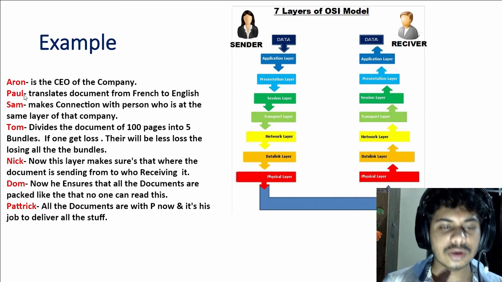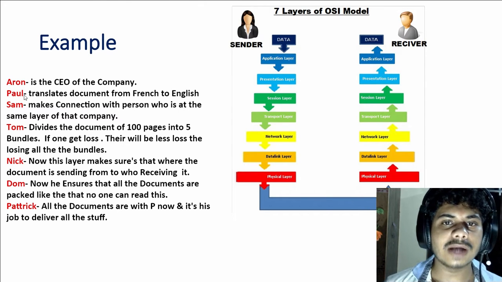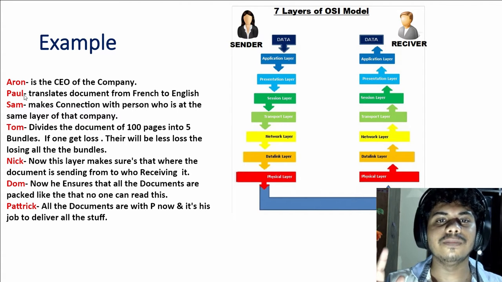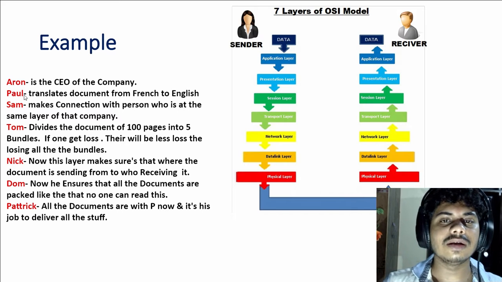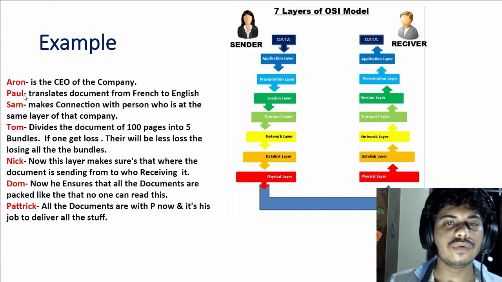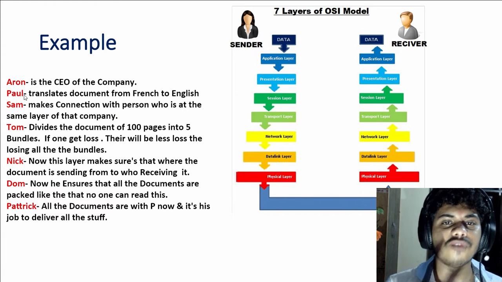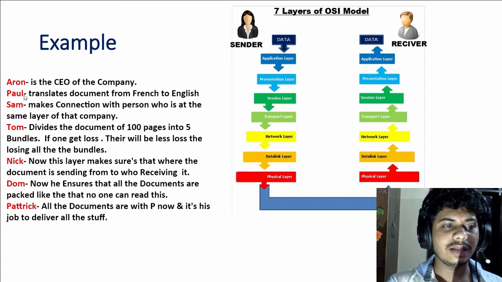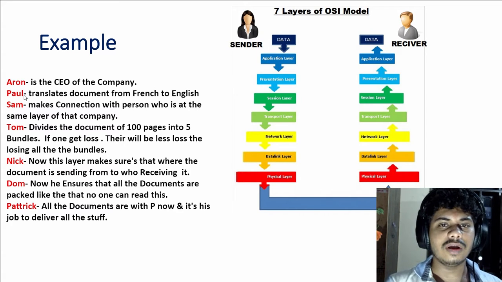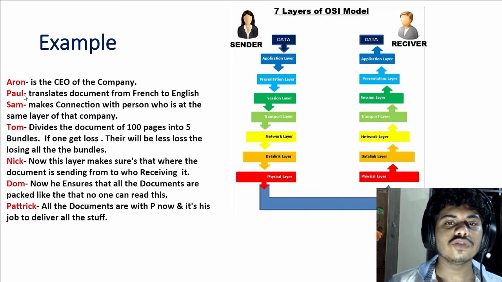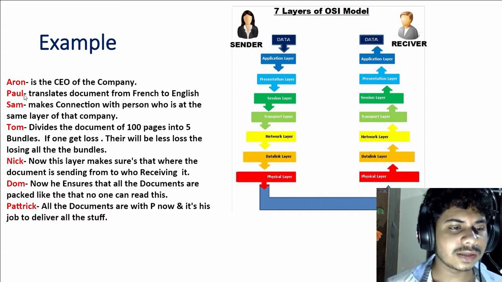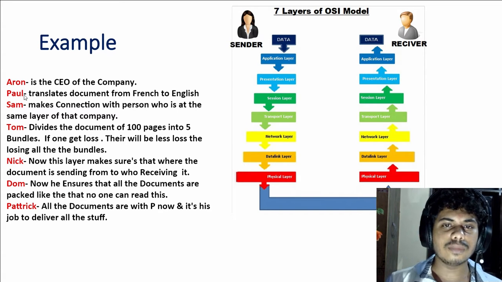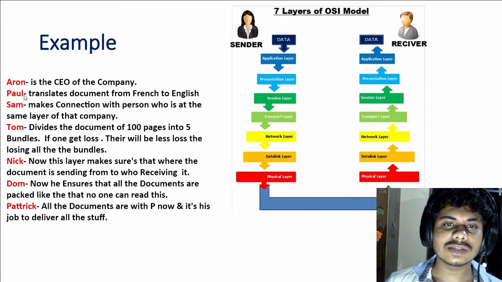Now Tom divides the documents into parts. Let's say there are 100 pages, and there is one folder which contains 100 pages. Now what does Tom do? Tom will divide them into 5 parts of 20 pages each. So there is a document of 20 pages, one, and another document of 20 pages, one. It means there are 5 documents which altogether contain all the 100 pages. So now Tom did his work. Now he will pass the documents to Nick.